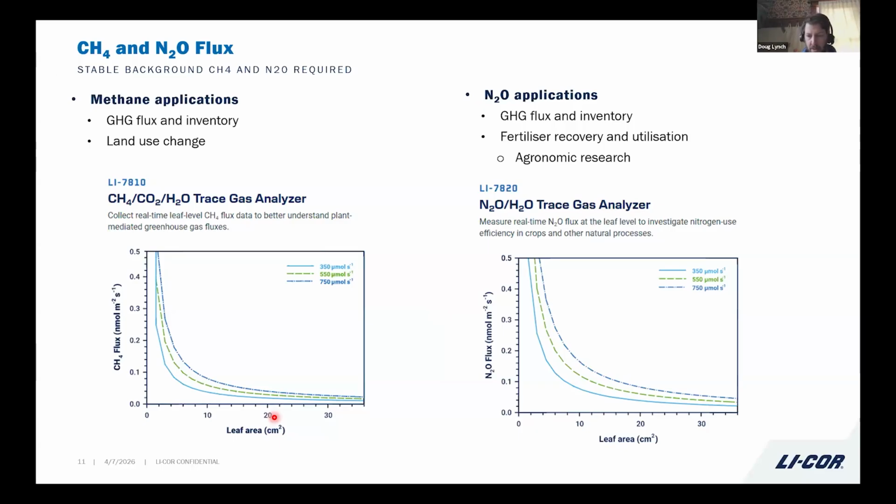This is not a standard LI-6800 measurement. The demands of this measurement are a little bit more complicated. And you really need to think carefully about if your measurement system is appropriate for these, based on the amount of leaf area you can fit in that chamber and the fluxes you expect for either methane or N2O.